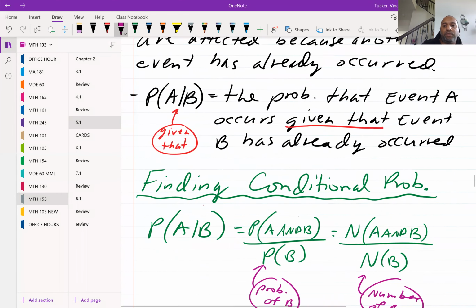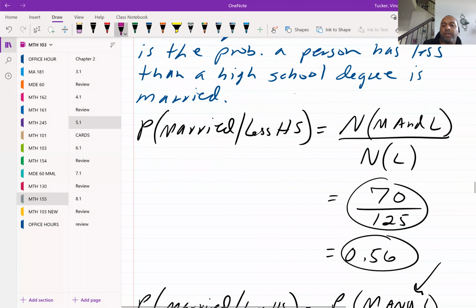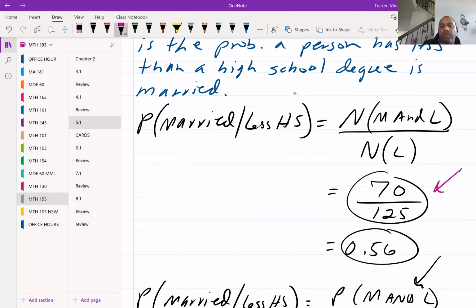Went back down too far. Here we go. So 70 over 125. And then once again, MyMathLab will let you know whether they want a fraction or a decimal.